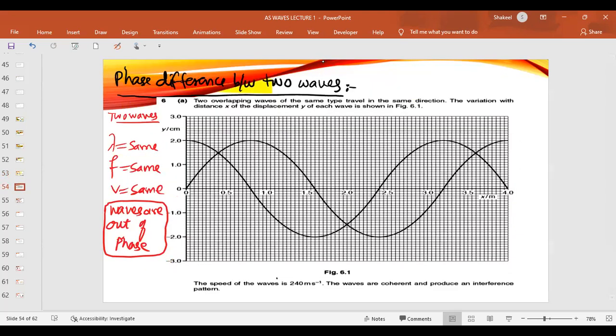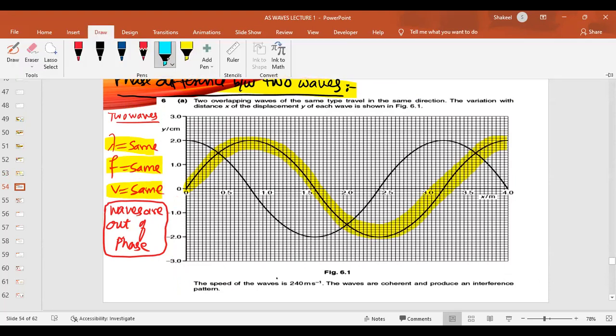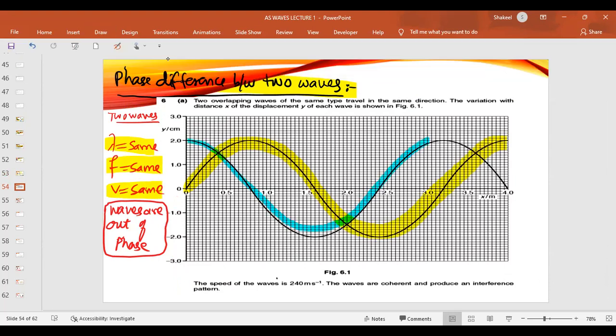So how can you find the phase difference between two waves? Two waves, the waves have same wavelength, same frequency, same speed. Okay, so let's say this is the first wave. And let me draw the second wave. This is the second wave. X-axis is distance, y-axis is displacement. So what you have to do is find the phase difference between them.